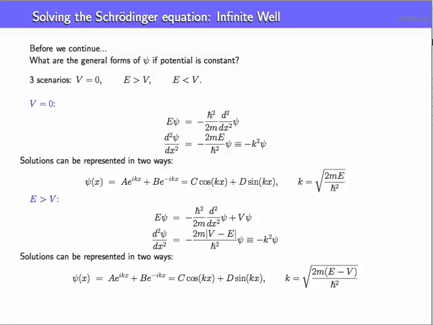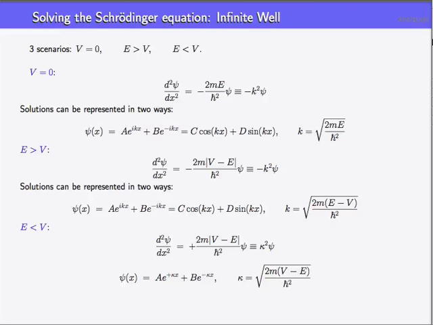Lastly, we want to consider if the energy is less than the potential. Now this is something that's different, that you don't experience in classical scenarios. But here we can solve the differential equation. Again, now we have a plus 2m(V minus E) there, and we're going to call that kappa squared. Now there's a positive sign there.